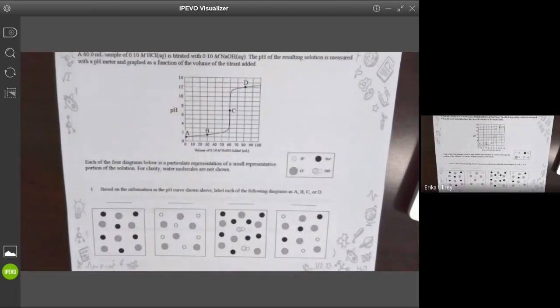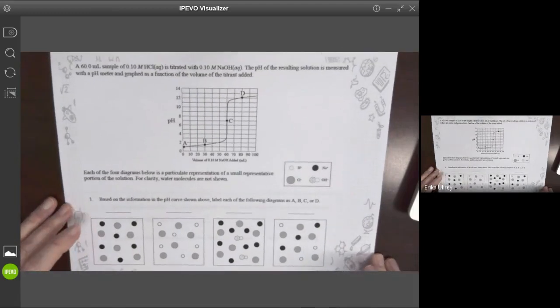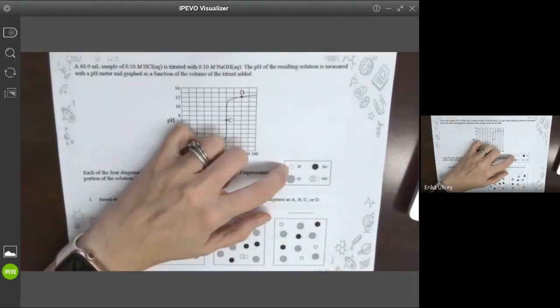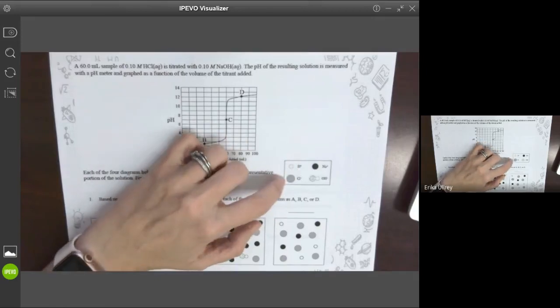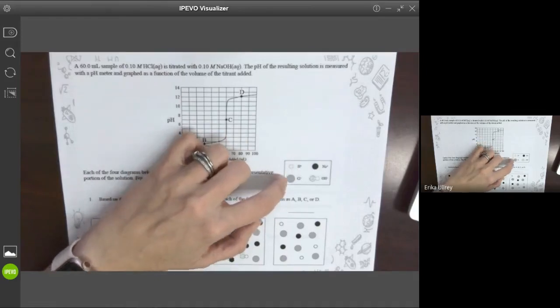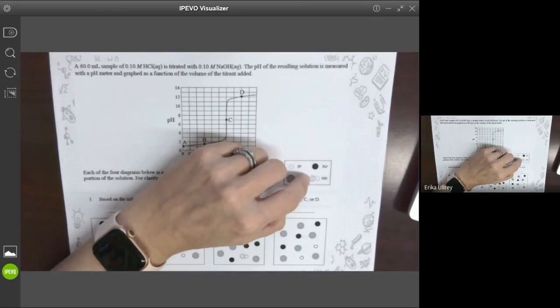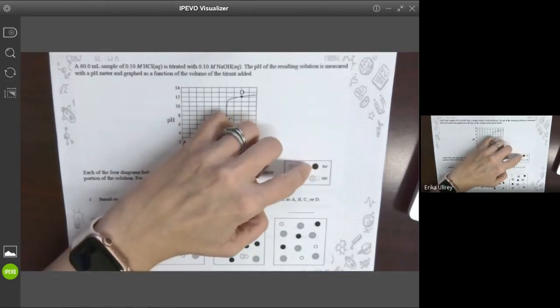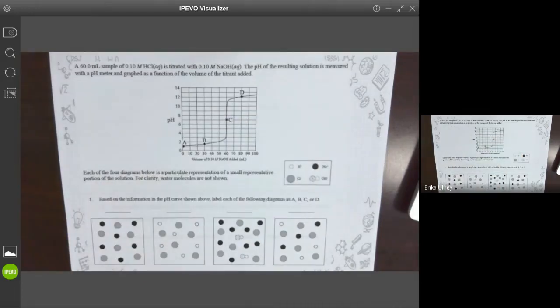So what we're going to do is look at some particle models. This is one of the ways that the AP College Board likes to assess your knowledge on titration, especially with multiple choice, is with particle models. Open white circles represent hydrogen ions. The gray circles represent chlorine ions. The dotted and open white circle is hydroxide. And the dark black ones are sodium ions, so Na.